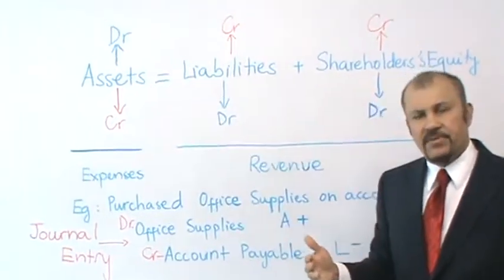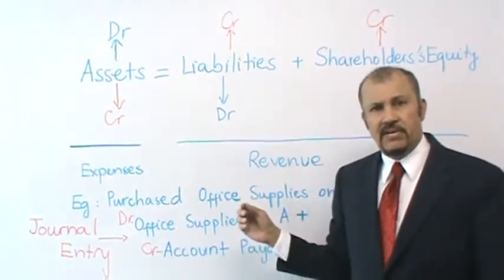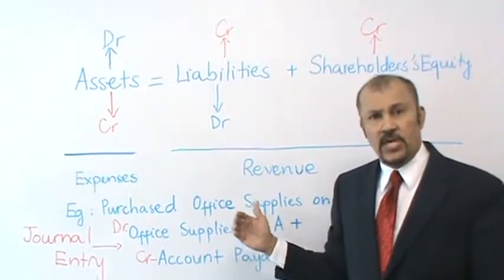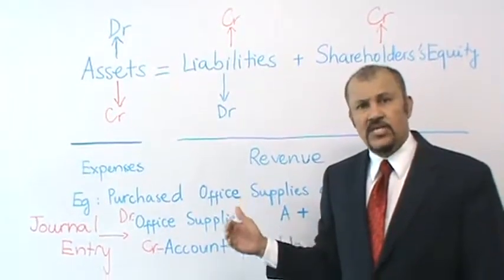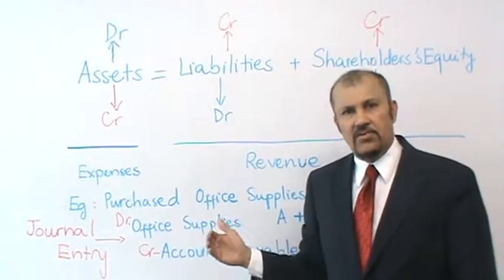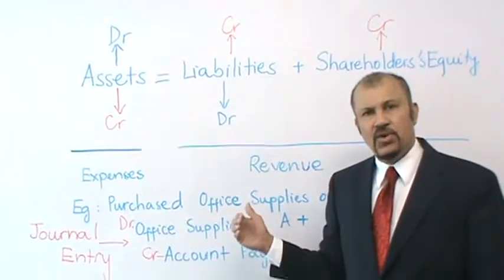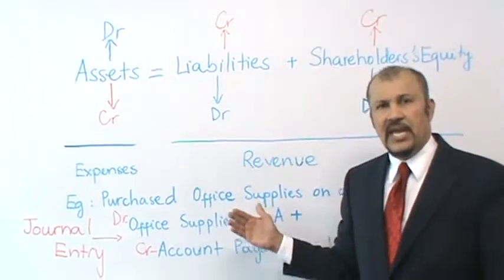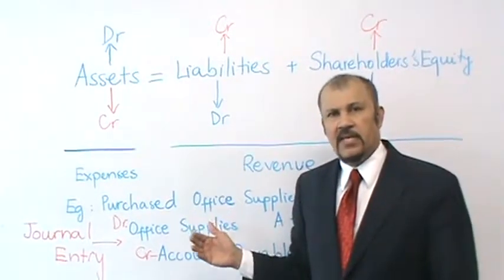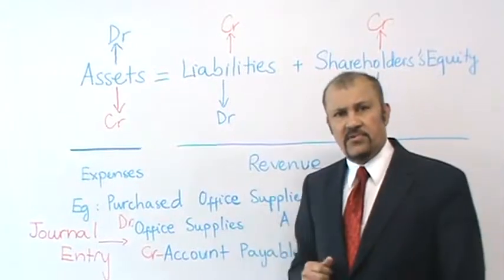Now the third step in our analysis would be to take each of these accounts separately, but we'll apply the same question. And the question is, does your office supplies account increase or decrease in value as a result of this transaction? Let's assume this transaction is for $100, where you bought office supplies for $100.